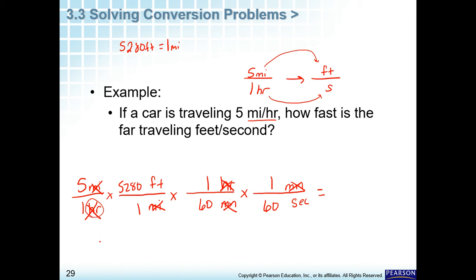Remember, top you multiply, so 5 times 5,280. If it's on bottom, you divide. Divided by 60, divided by 60. So 5 times 5,280 divided by 60 divided by 60. You should get 7.3 repeating. Now this is 7.3 feet per second, or you could say feet per SEC for second.